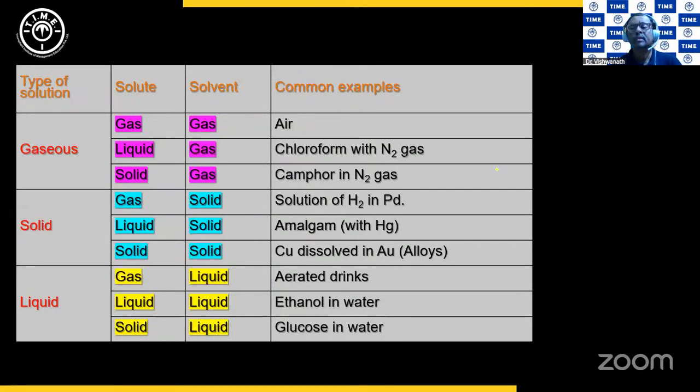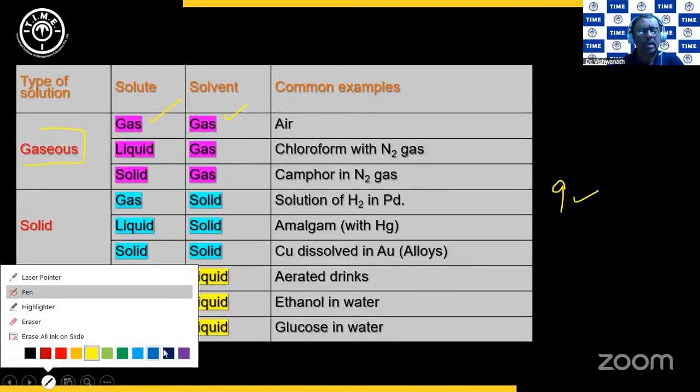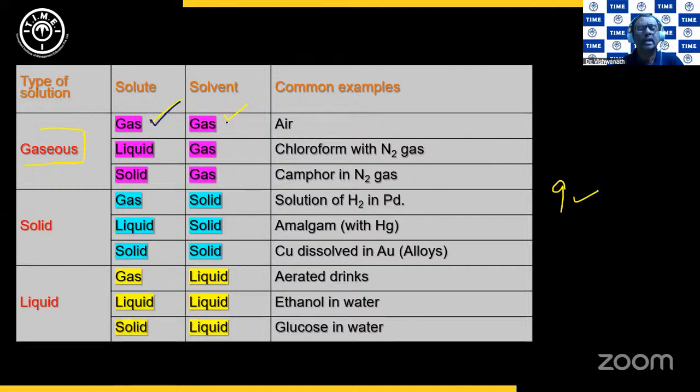Here, we have got 9 combinations of solutions. It may be a gas in a gas, which has gas as the final state. So let me make it clearer. A gas in a gas, example is air. A liquid in a gas, you can take chloroform, which is a liquid, in contact with nitrogen gas. Or a solid in a gas, camphor is a solid, and the gas is nitrogen. So we have gaseous form, solid form, liquid form of the final state, right?